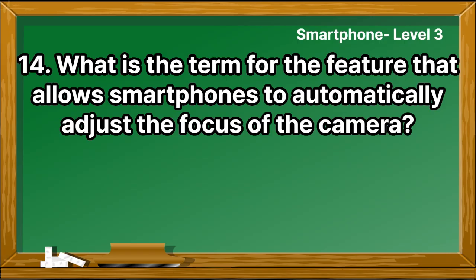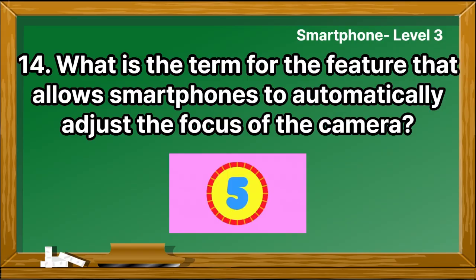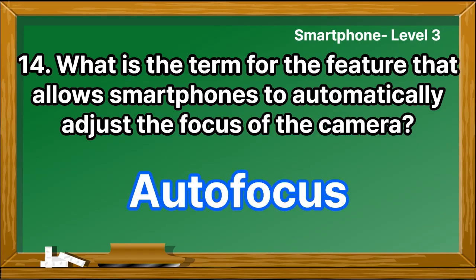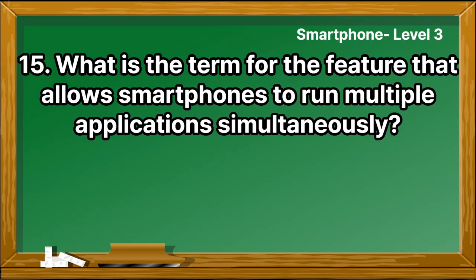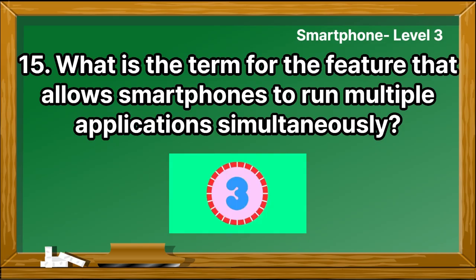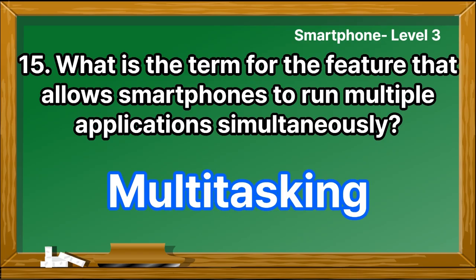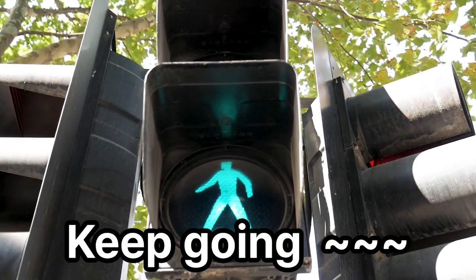What is the term for the feature that allows smartphones to automatically adjust the focus of the camera? Autofocus. What is the term for the feature that allows smartphones to run multiple applications simultaneously? Multitasking. Keep going.